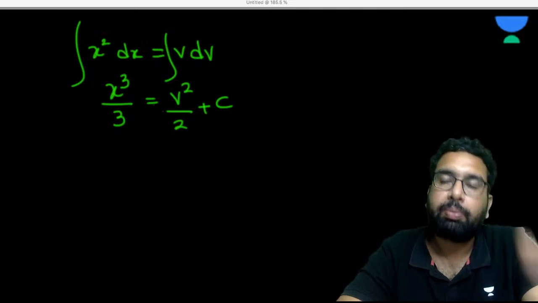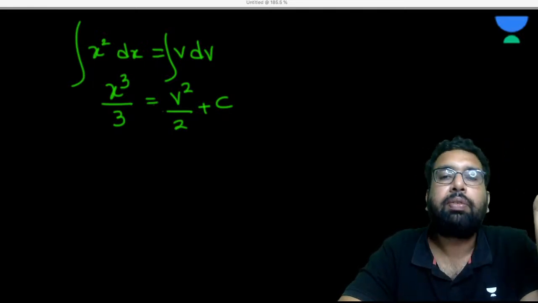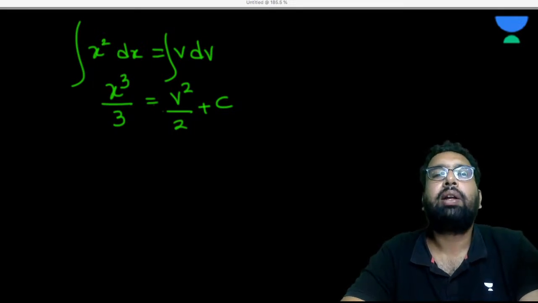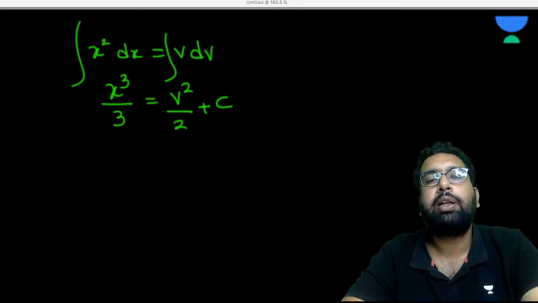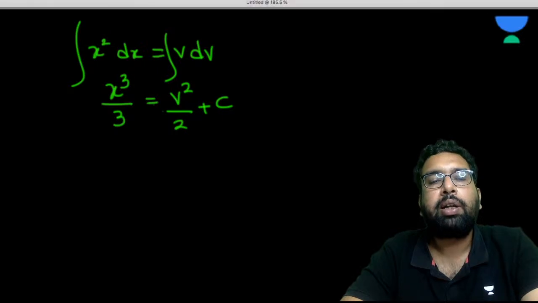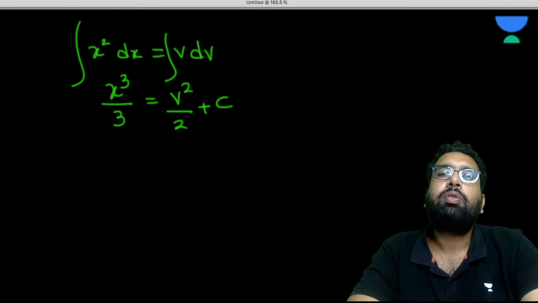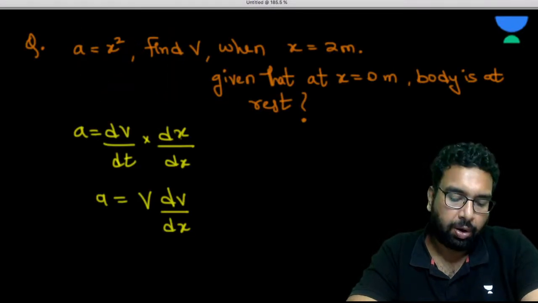Some students think that, sir, we are integrating on the left side and we are integrating on the right side, so we need to use the constant of integration on both the sides. It is not like that. So this is the expression we have found between velocity and x.